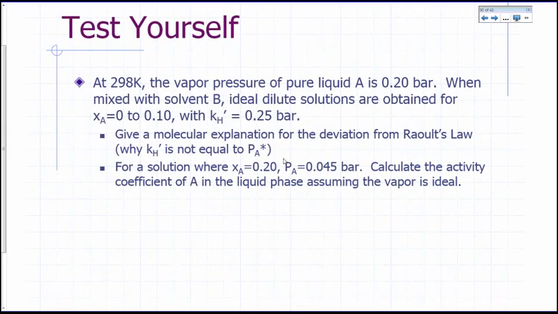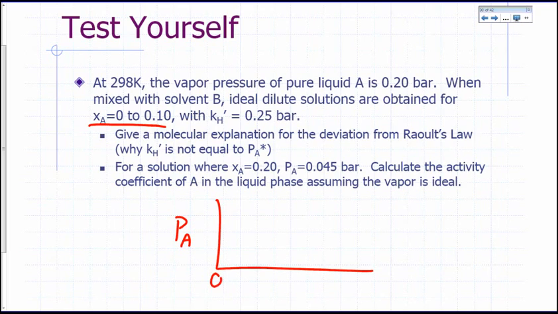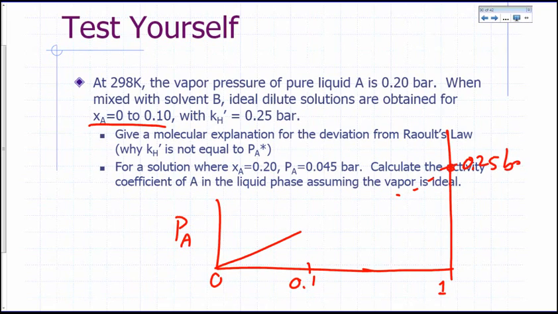Let's illustrate that with this problem. Let's say at 298 K, the vapor pressure of pure liquid A is 0.2 bar, and when mixed with solvent B, you get ideal dilute solutions for mole fraction of A going from 0 to 0.1, and K_H prime is 0.25 bar. That means if we plot partial pressure of A over the solution from X_A equals 0 to 0.1, you get a straight line, and if you extrapolate that all the way to mole fraction of 1, it extrapolates to 0.25 bar. That's your K_H prime.